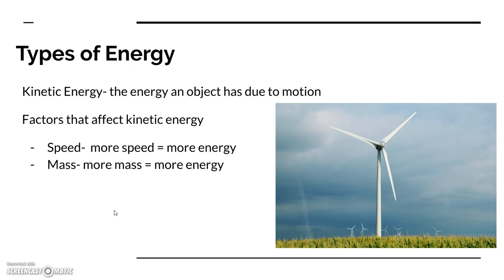The second type of energy is kinetic energy. The energy an object has due to motion. So there are two factors that affect kinetic energy: the speed of an object and the mass of an object. The more speed an object has, the more energy it has. The more mass an object has, the more energy it has. This goes back to how we were talking about power before. The more mass something has, the more energy it has, the more power it has. Or the more speed it has, the more energy it has, the more power it has.